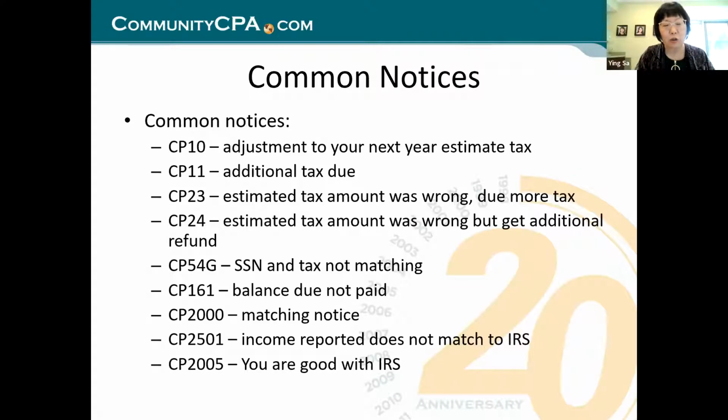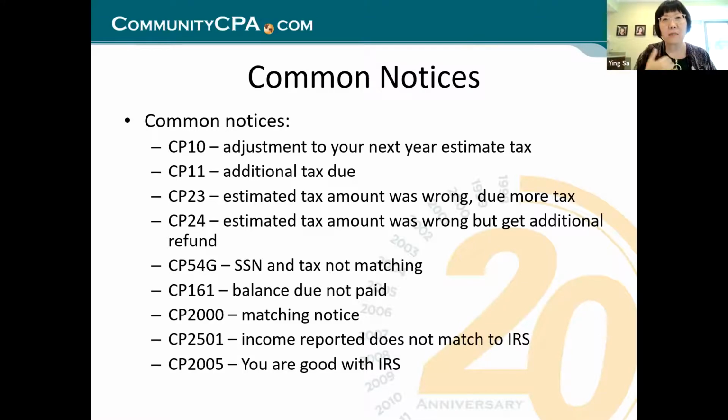But right now, let's just look at the common one. Adjustment to your next year's estimated tax. What does that mean? That means, let's say in 2021, you just filed a tax return, right? And you owed $1 million tax. And then the IRS was going to tell you, no, you cannot be paying $100,000 a quarter on your estimated tax. You need to pay $250,000 a quarter. So that is what they call changes to your next year's estimated tax.